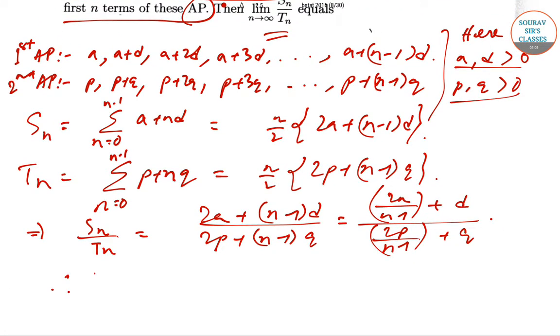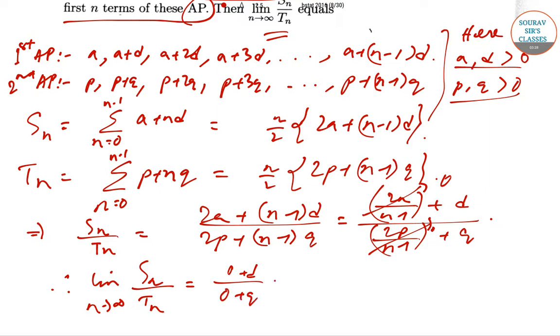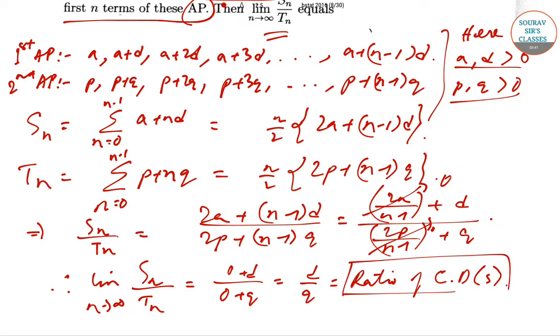So if we take the limit, limit n tends to infinity of Sn by Tn, n minus 1 will tend to infinity, so 1 by n minus 1 will tend to 0, and so both these terms will tend to 0. So this will be basically equal to (0 plus d) by (0 plus q). This will be equal to d by q, which is nothing but the ratio of common differences. The option is not mentioned over here, but basically this is the process that we need to follow.